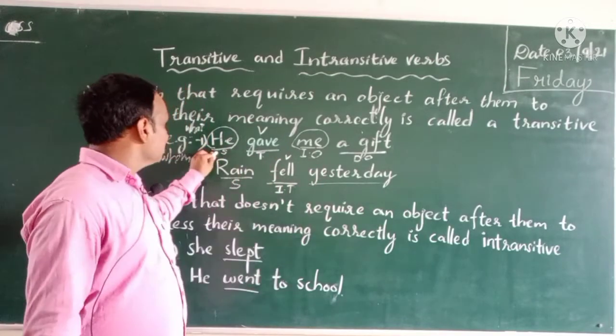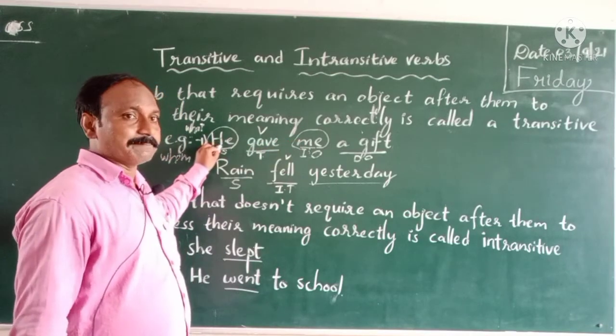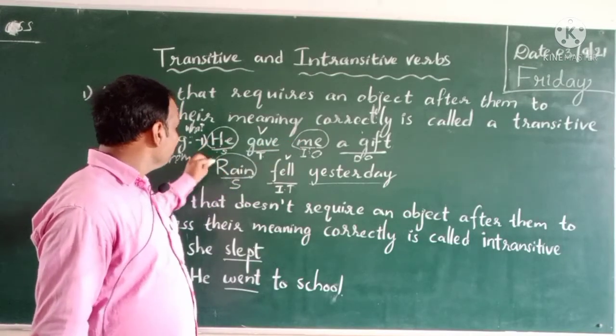One person is giving. He is giving a gift to him. So here the receiver is there and the doer is there. But here only the doer we find.